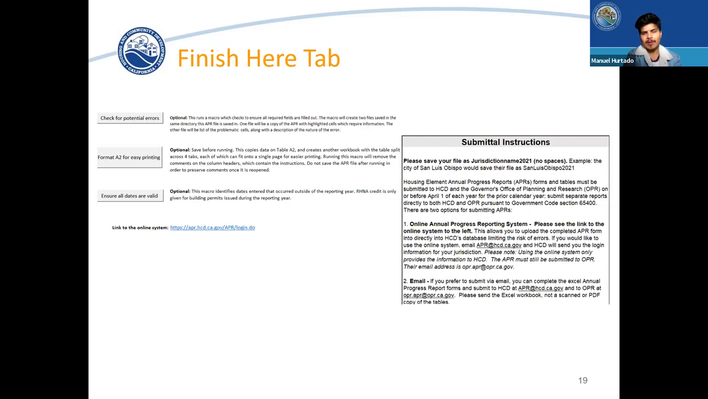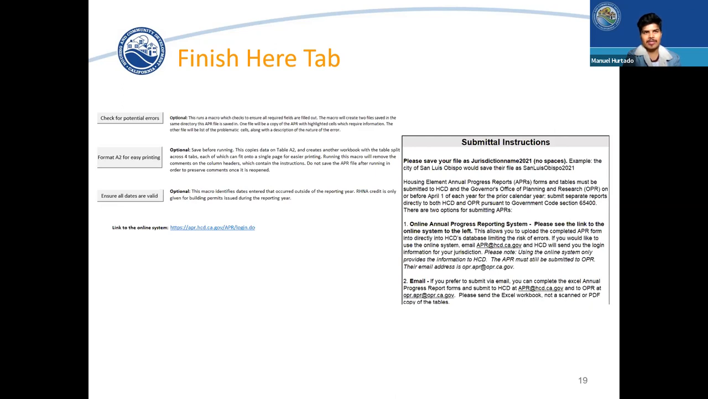The second tool helps format Table A2 for printing. Since Table A2 has so many columns, printing it onto one page is not easy. This tool will create a workbook with four tabs, one for each reportable activity, and one with project identifying information.